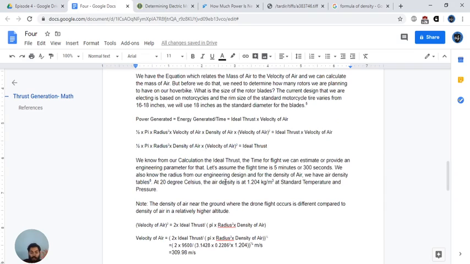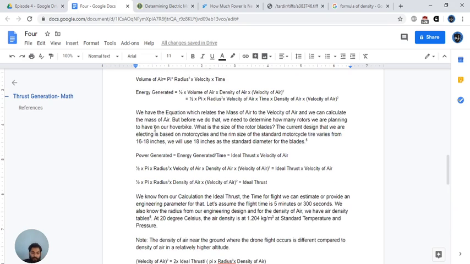Now, what are the unknowns and the knowns here? Right? We know from the calculation of ideal thrust, the time of flight we can estimate, right? Which we don't know, it's already eliminated. For the radius, I've explained here. We're going to have to choose a radius for ourselves because we're choosing a design.